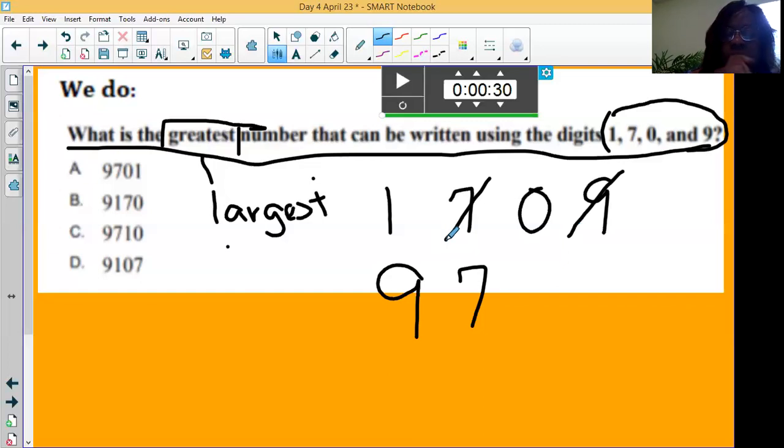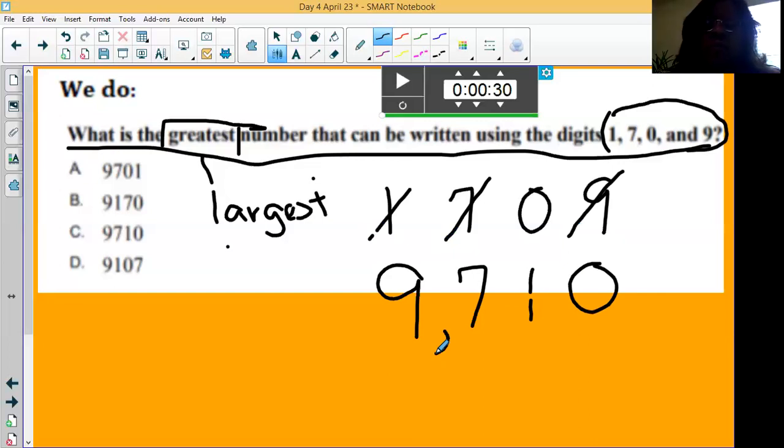Now we have 1 and 0 left. 1 is higher than 0, so 1 goes in the tens place and 0 goes in the ones place. So the highest or the greatest number that we could have written using those 4 digits is 9,710. So we would do answer choice C. I'm going to pause a moment for you to write that down. If you need additional time, just pause your video.